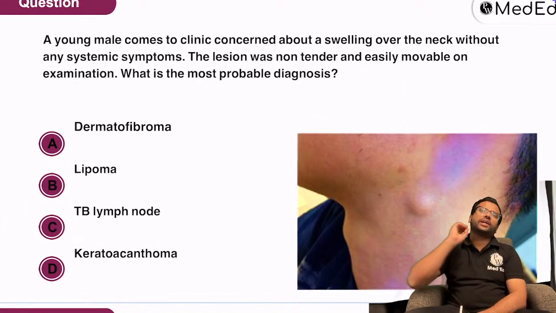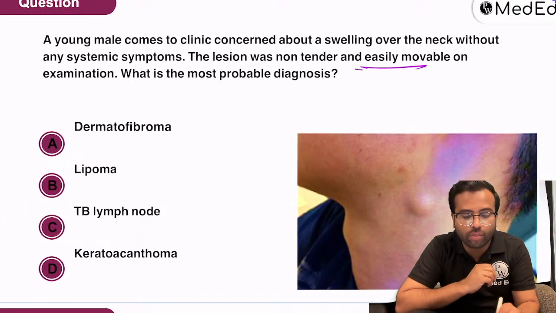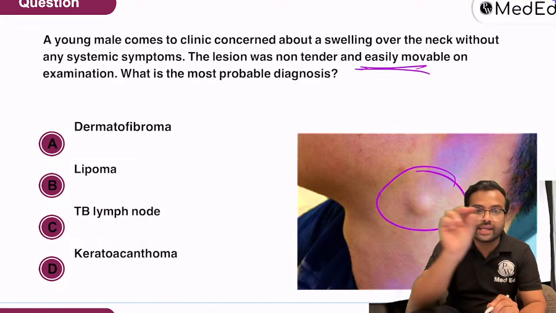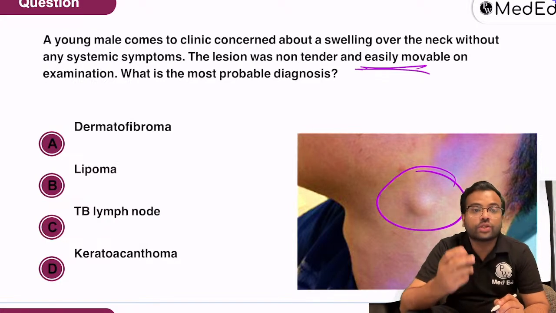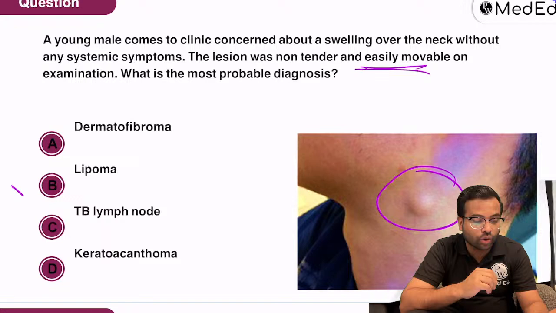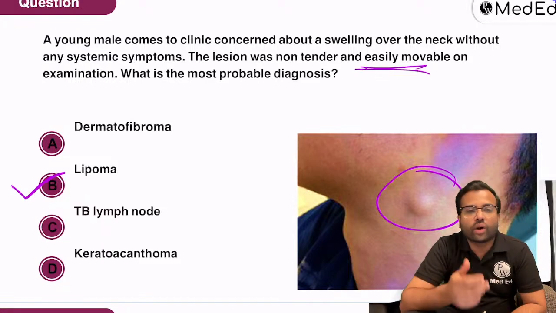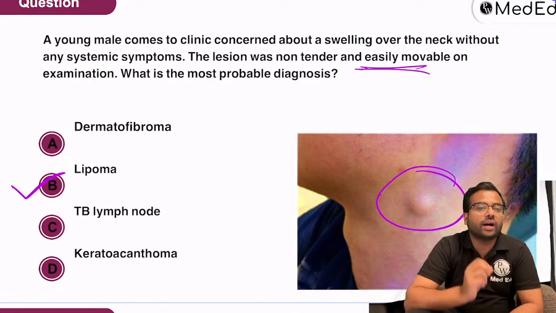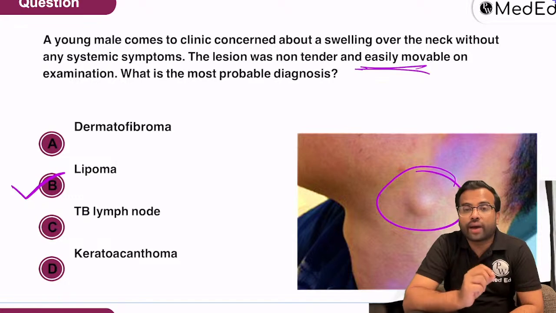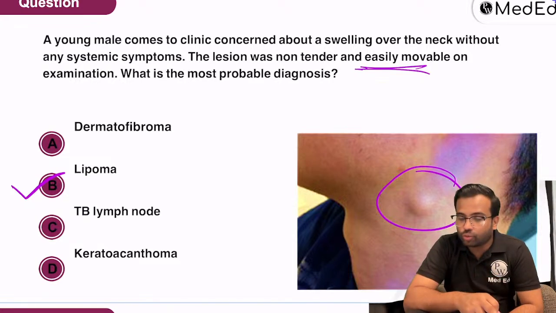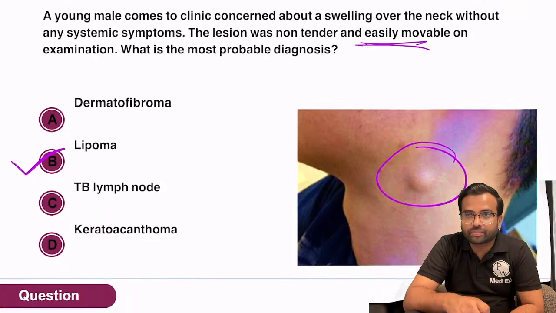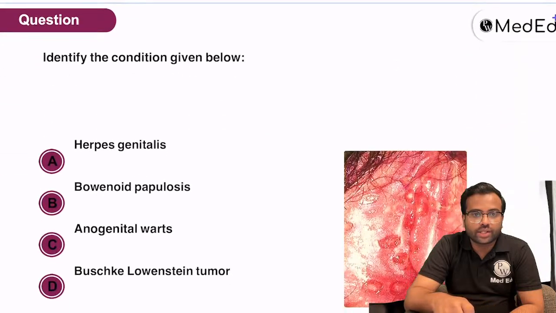There is a young patient who has a very easily movable lesion. So whenever you find an easily movable lesion, which is usually made up of fat cells, this is called lipoma. Okay, what is lipoma? Lipoma is going to be a benign tumor of fat cells. So now let's go to the next question.